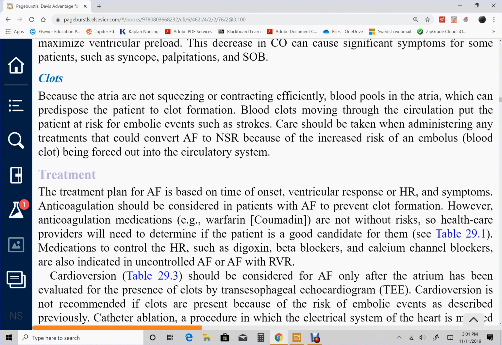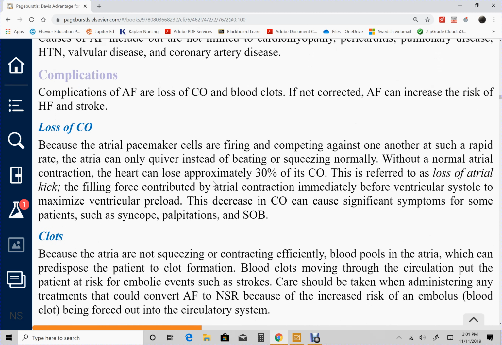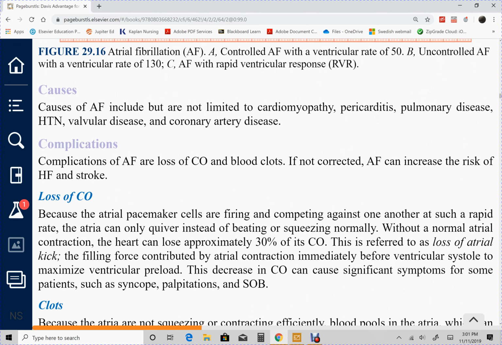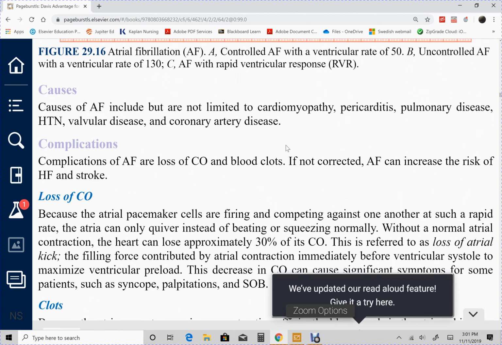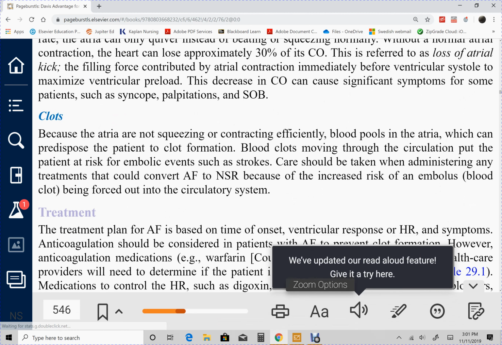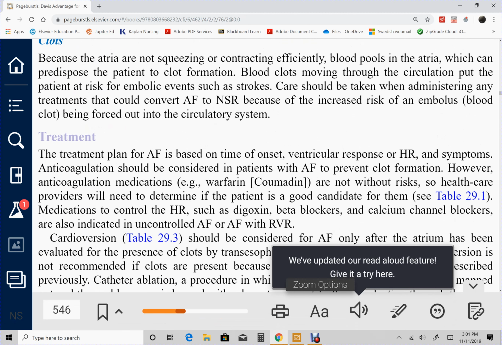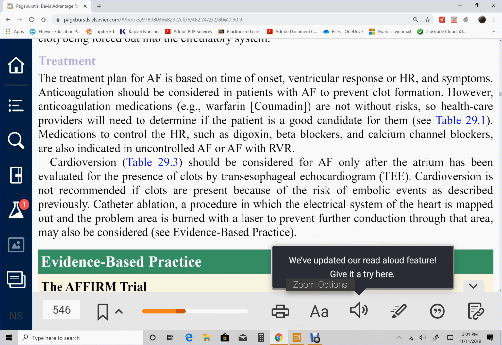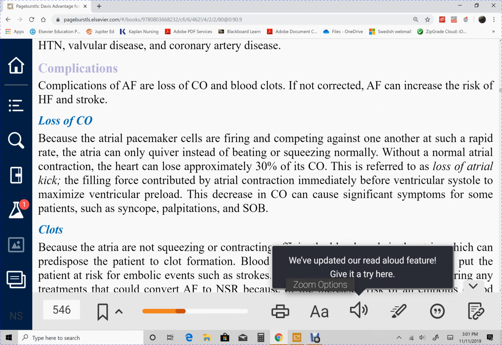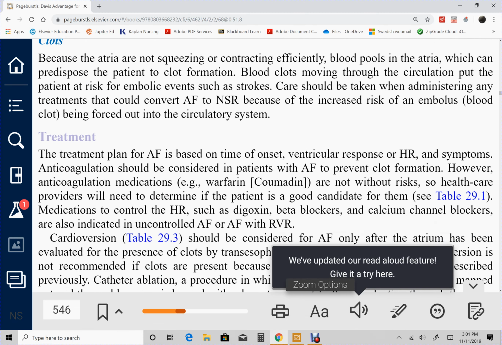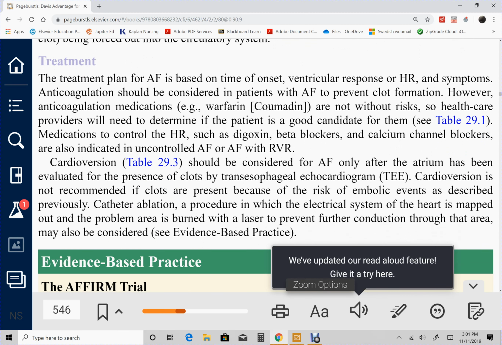But remember, if one of the causes here is valvular disease, so if it's caused by a valve disease, then of course our anticoagulant of choice is warfarin. So that's one goal of treatment. The other is to maintain cardiac output, because remember, there is loss of cardiac output here. So the other treatment will focus on controlling the ventricular rate, for which we will use beta blockers, calcium channel blockers, and the other is cardioversion.